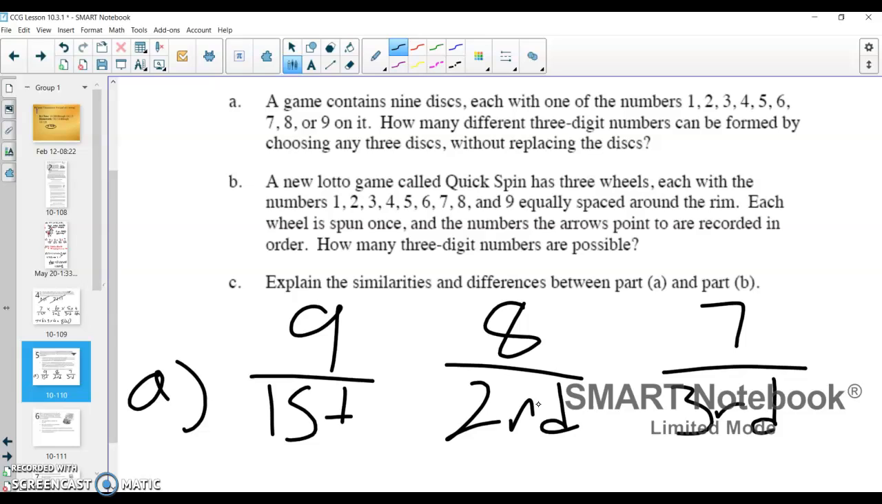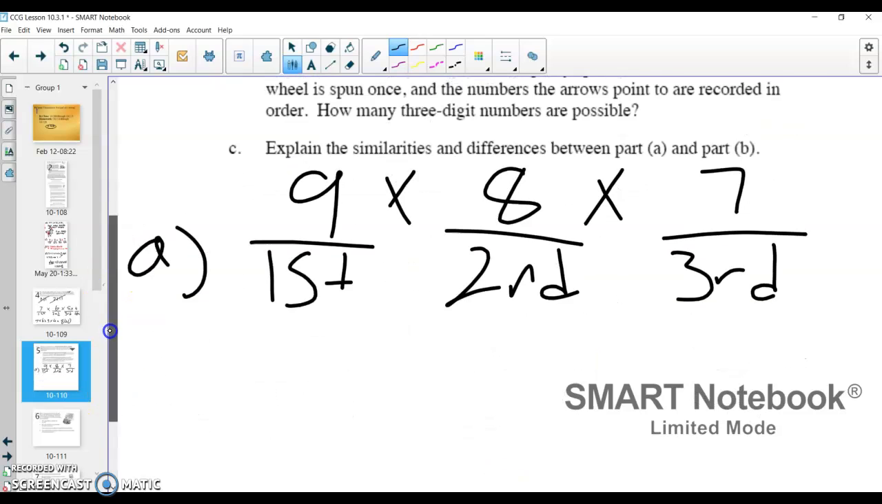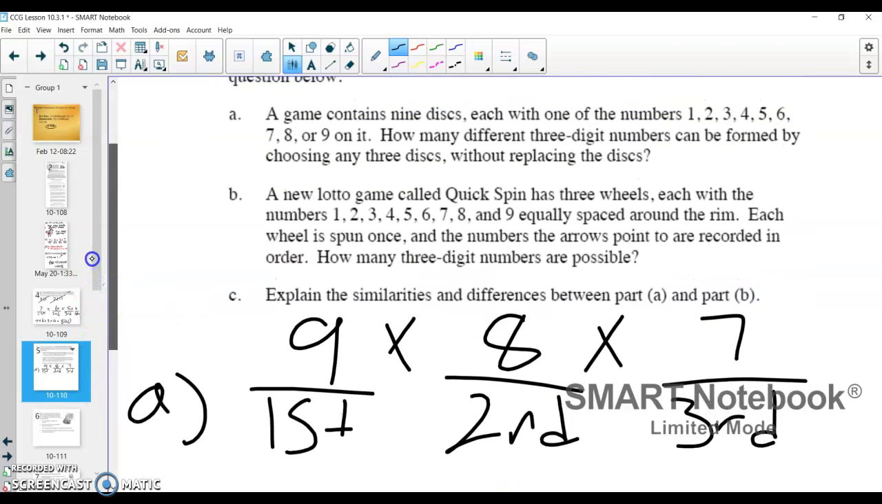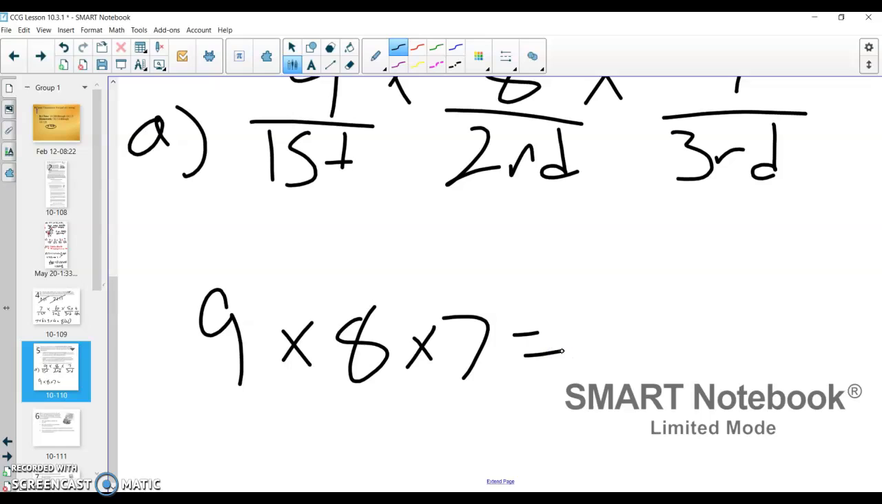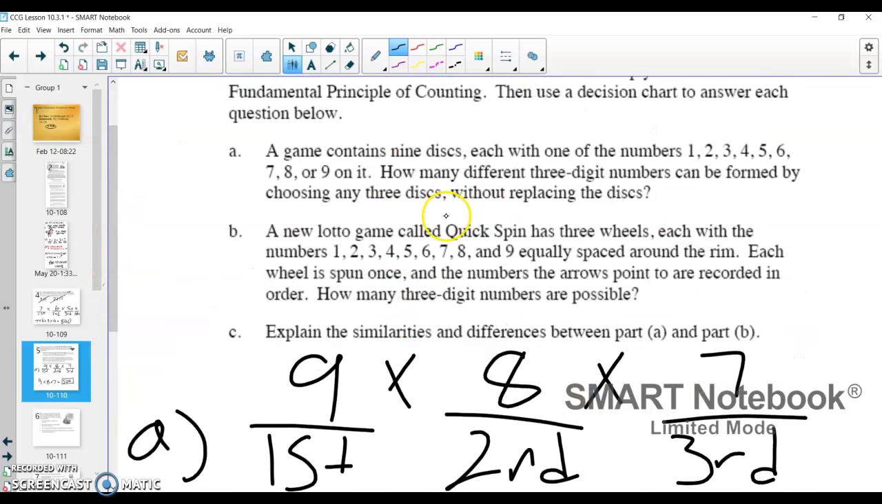Now, like we did in problems 1 and 2, we multiply down our decision tree, and we'll have our answer for how many different 3-digit combinations we can make with discs numbered 1 through 9. And so we do 9 times 8 times 7, and I'll bring up my calculator quick. 9 times 8 times 7 gives me 504 different combinations that I can make in this circumstance.